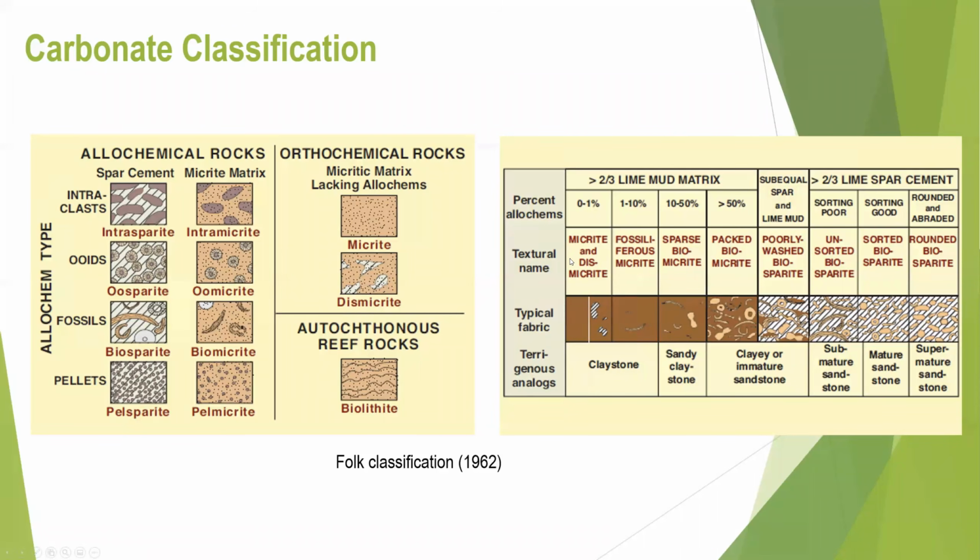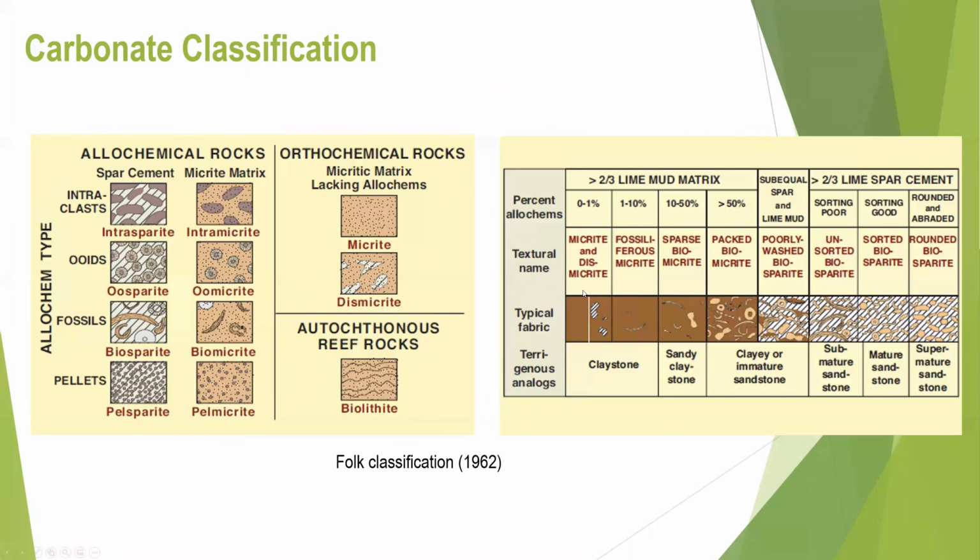But after that, he modified his classification to this classification. If we have 2/3 of lime mud matrix, if the rock is mostly composed of lime matrix, and lime matrix is more than 2/3 of the rock component.